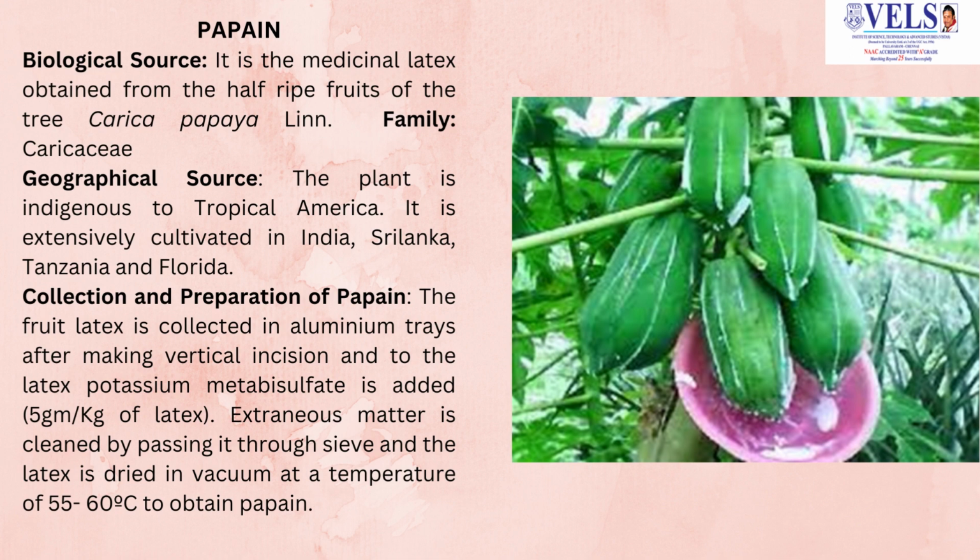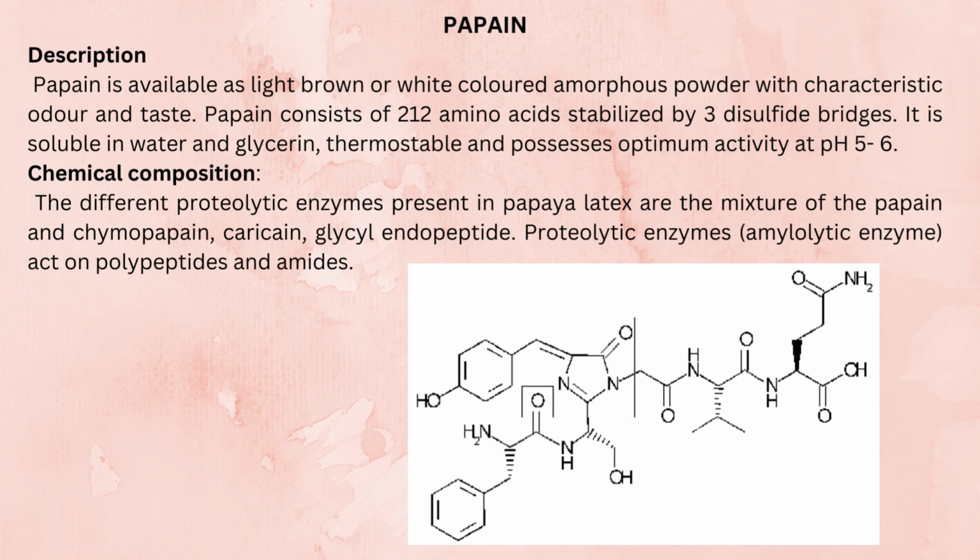After collection, the extraneous matter present in the latex has to be removed by passing it through a sieve, and the latex is dried in a vacuum at a temperature of about 55 to 60 degrees centigrade. Papain is obtained as a white or light brown amorphous powder with characteristic odor and taste. It's a proteolytic enzyme, protein in nature, consisting of 212 amino acids stabilized by 3 disulfide bridges. It is soluble in water and glycerin, and has optimum activity at a pH of about 5 to 6.